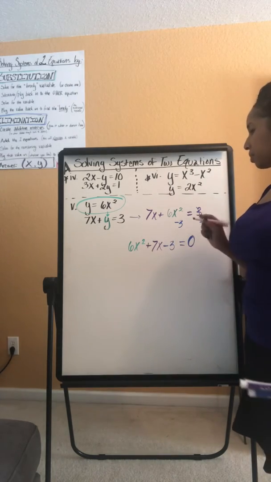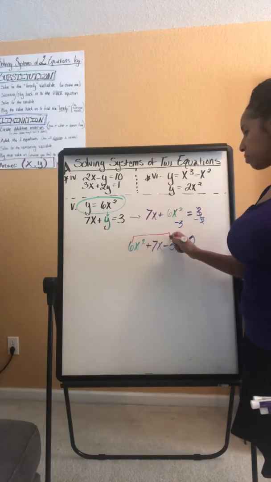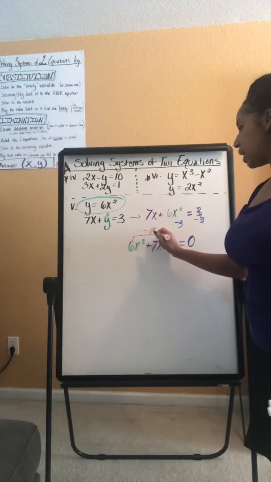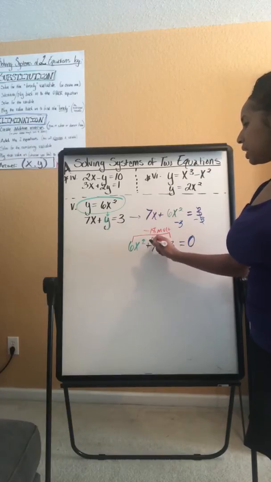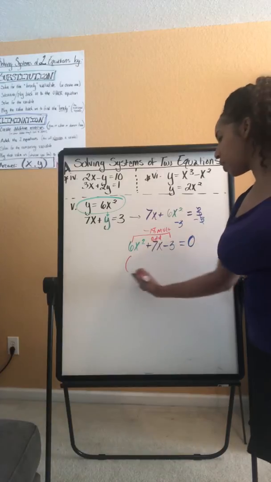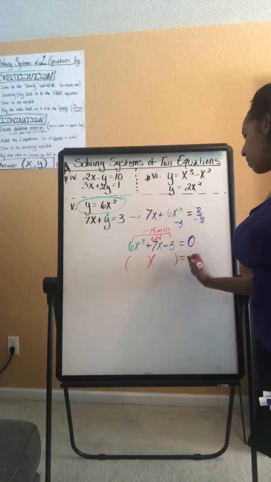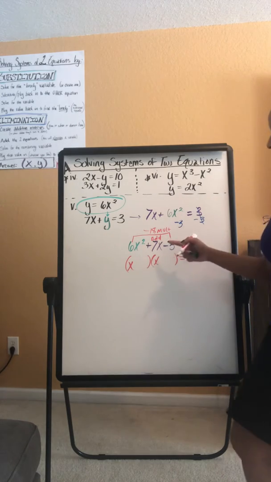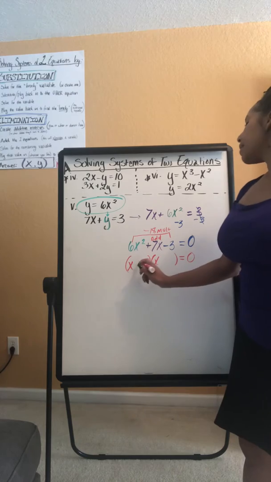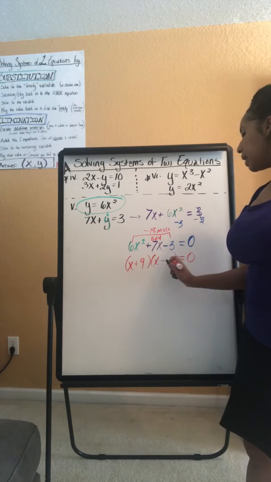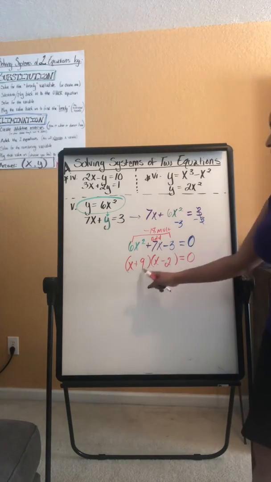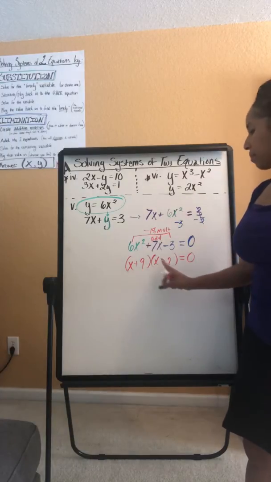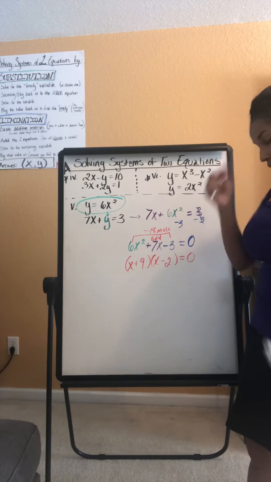I don't have anything that comes out of all 3, so this is the kind where you'd have to multiply the first and the last. So 6 times negative 3 gives me negative 18. I need numbers that multiply to negative 18 and add to 7. What are those numbers? That would be a positive 9 and a negative 2. 9 times negative 2 multiplies to negative 18, and 9 plus negative 2 gives me 7.